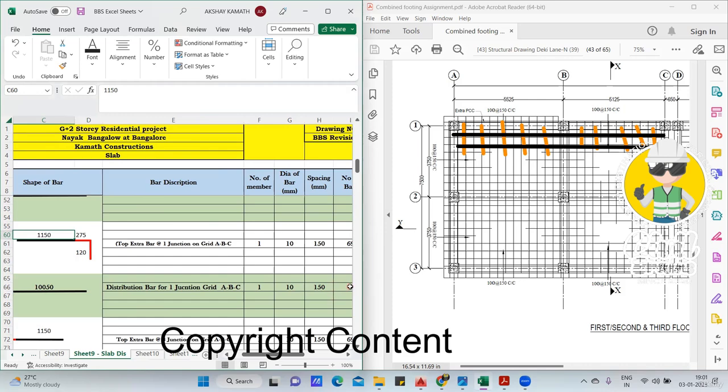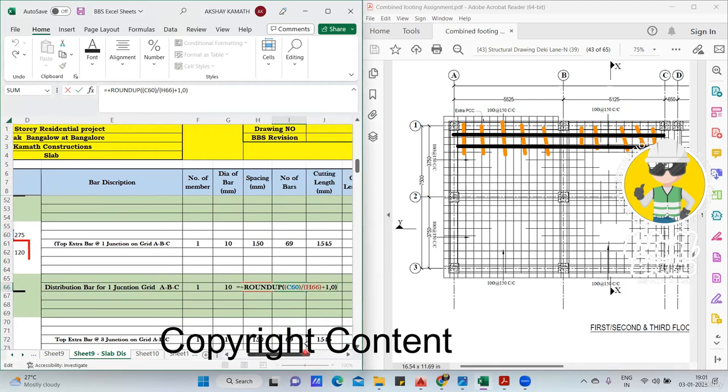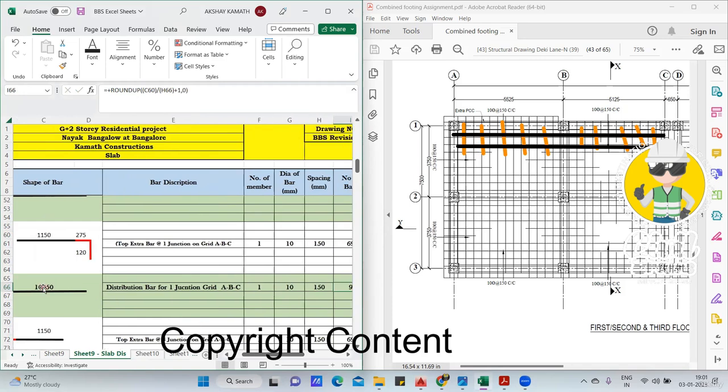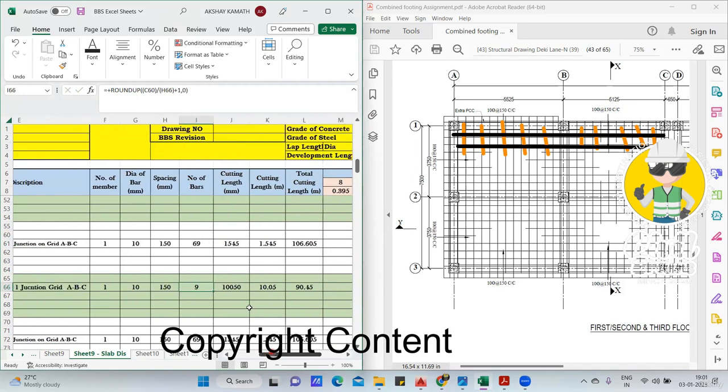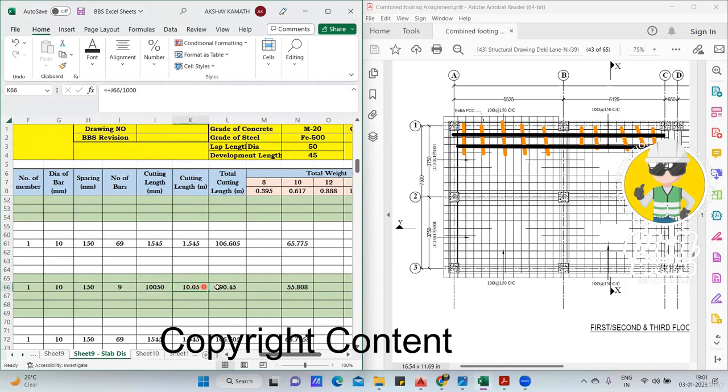Okay. Yeah. So it should come here. See, round up I have done. I'll show you what we have done. Round up, and this is 1150 divided by 150 and plus 1 because only one span. This continuous I'm taking as one span. That is why. Finish. So when you do, the number of bars comes out to be 9. So total cutting length is of course this one, 10,050. Then you find the meter. It is 10.05. Total cutting length will be how much? 10.05 into number of bars into number of members, and then total weight. Total weight will be how much? 90.45 into unit weight 0.617. Okay, that's it. Finish. Your answer is ready.